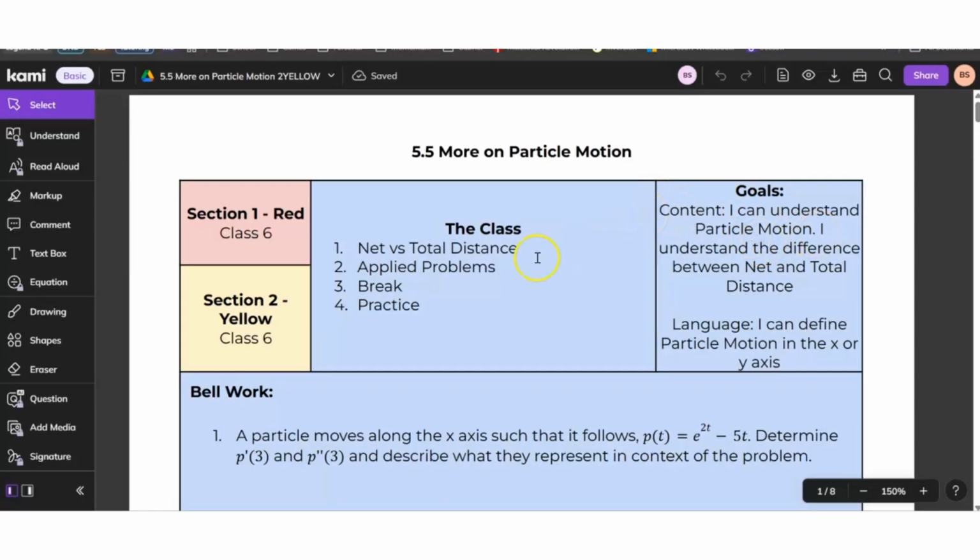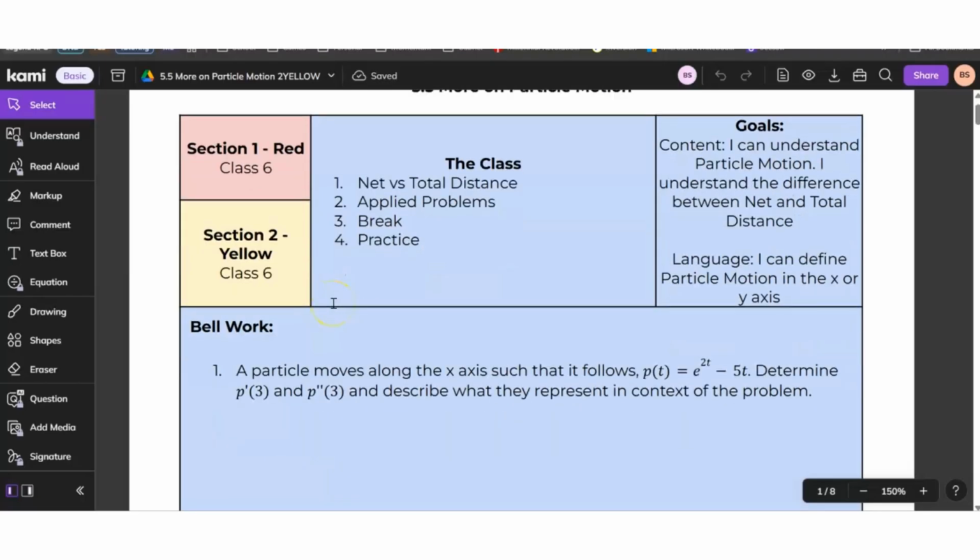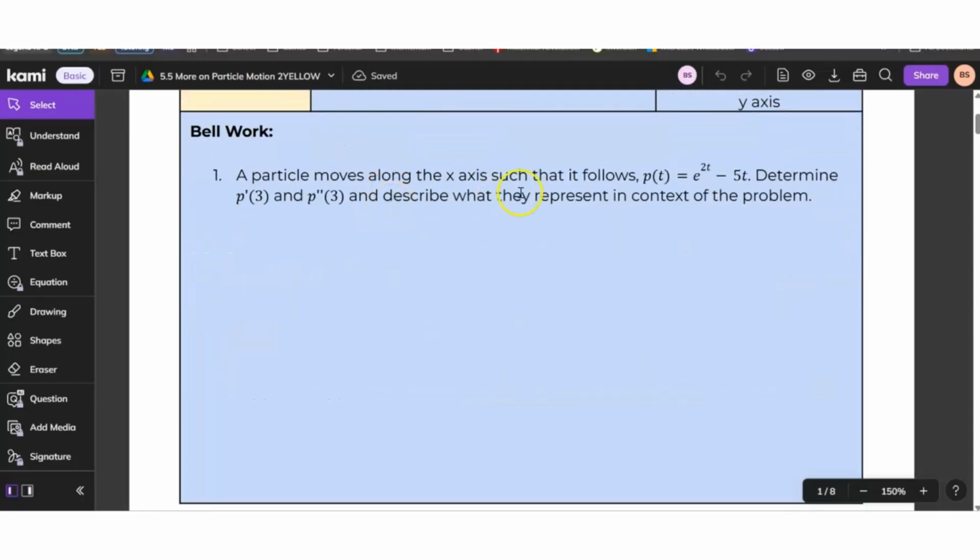Alrighty, so we're going to talk mostly about the difference between net and total distance, and then we're going to apply them. Some of you are in physics. What's the difference between net and total distance? Net distance is the combination. Net is the sum, and total is the total distance, the sum of them all. Net is like the displacement. Okay? All right, so a particle moves along the x-axis as it follows this function.